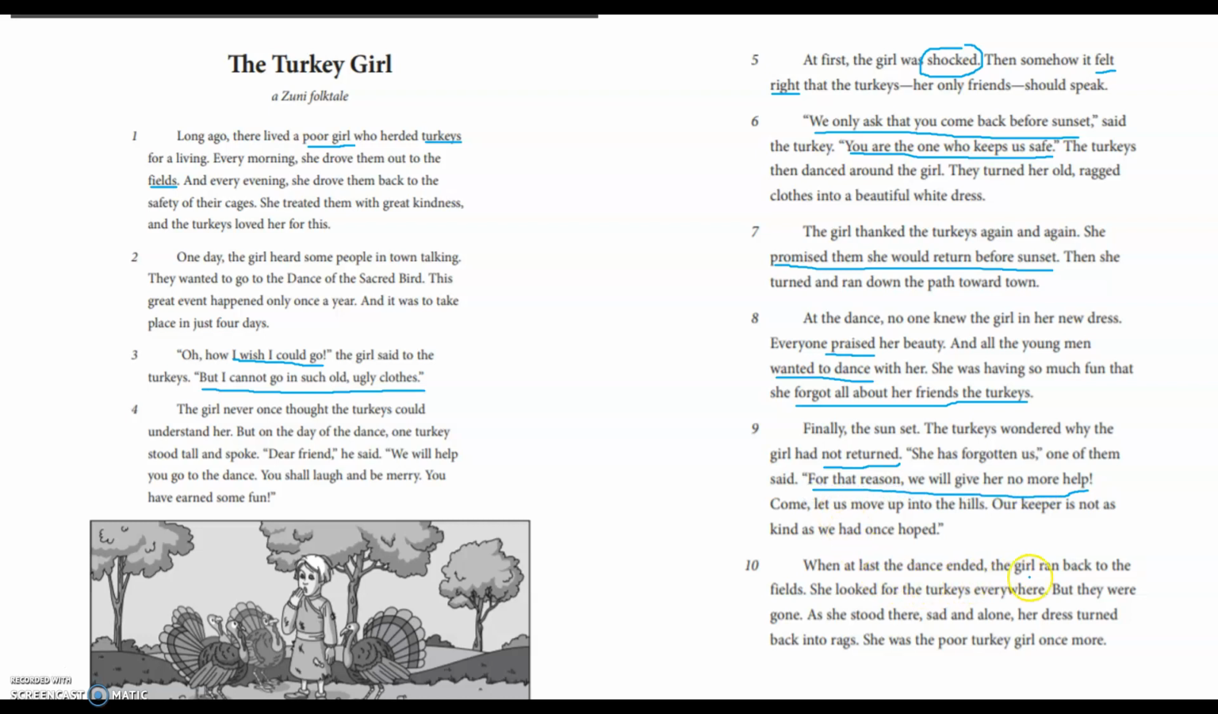When the last dance ended, the girl ran back to the fields. She looked for the turkeys everywhere, but they were gone. As she stood there, sad and alone, her dress turned back into rags. She was the poor turkey girl once more. So the turkeys solved their problem. The girl abandoned them, and they left. Now the girl is left to be the poor turkey girl all alone. And that was a consequence to not coming back at sunset like she said.